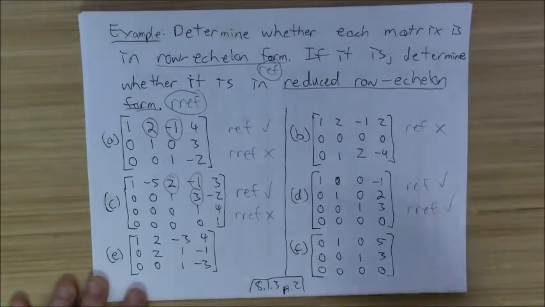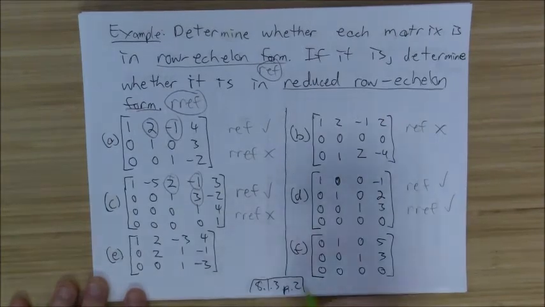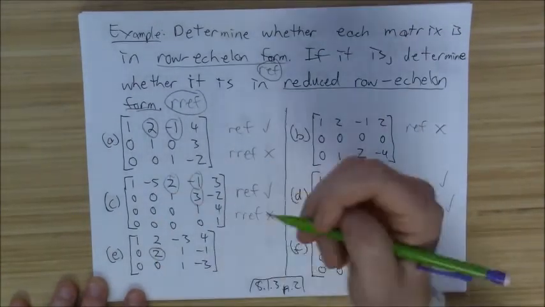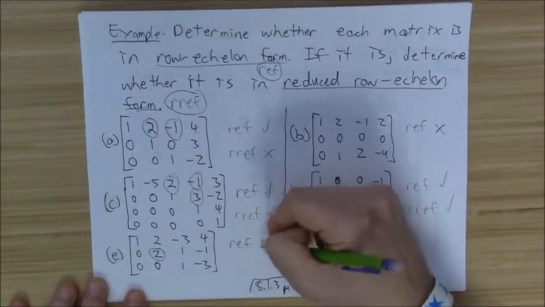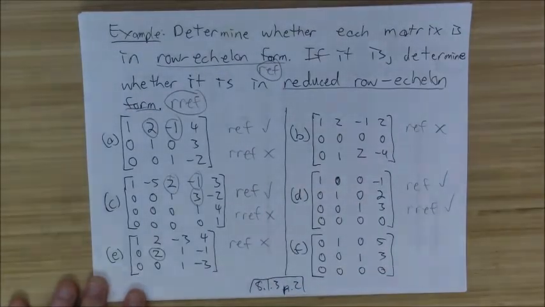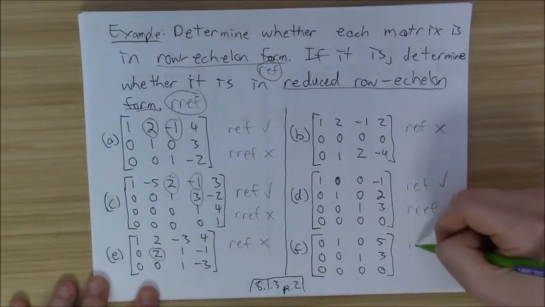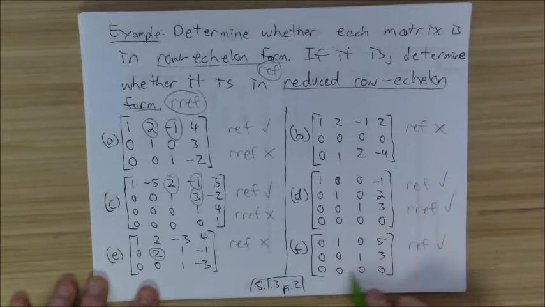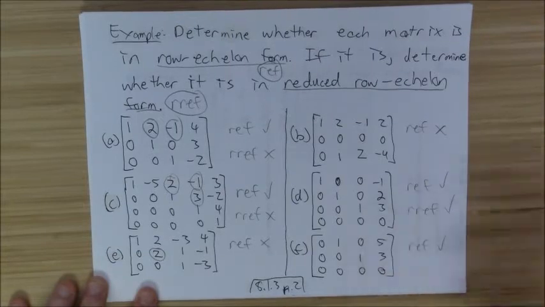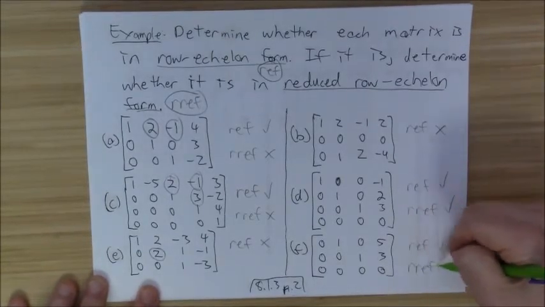The next one is also a yes. Here, it is not in row echelon form because this is not a leading one, and thus it can't be reduced row echelon form. And then finally, this is in row echelon form because of the leading ones there, and zeros everywhere else, and on the left sides of the leading ones. And in any column where there's a leading one, we also have zeros everywhere else, and so it's also reduced row echelon form. So we're good.